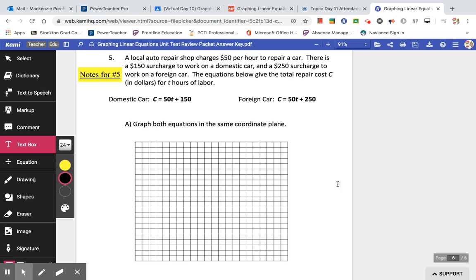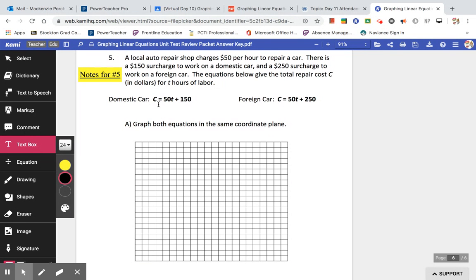Okay, so question number 5 is a lot like what we've just been doing. So you just took a quiz on this. And again, it's giving you 2 different equations to graph, and then we're going to find the difference at a certain point. So our first step when we see this is to read the problem to see what each of the variables represent. So t is time, c is cost.